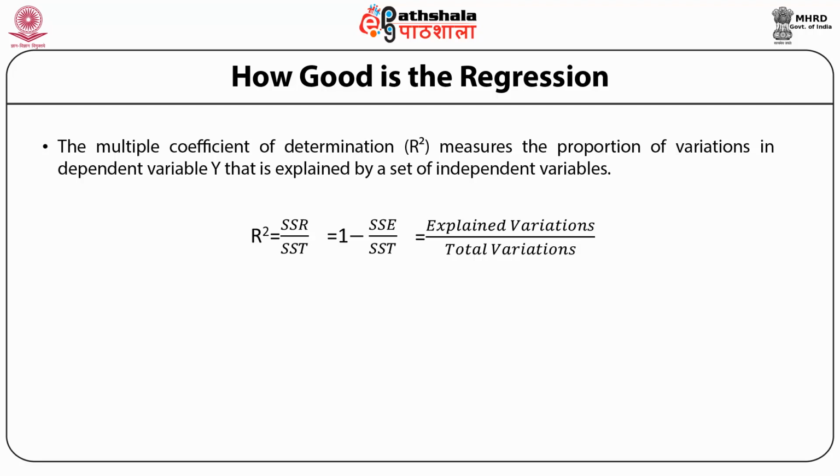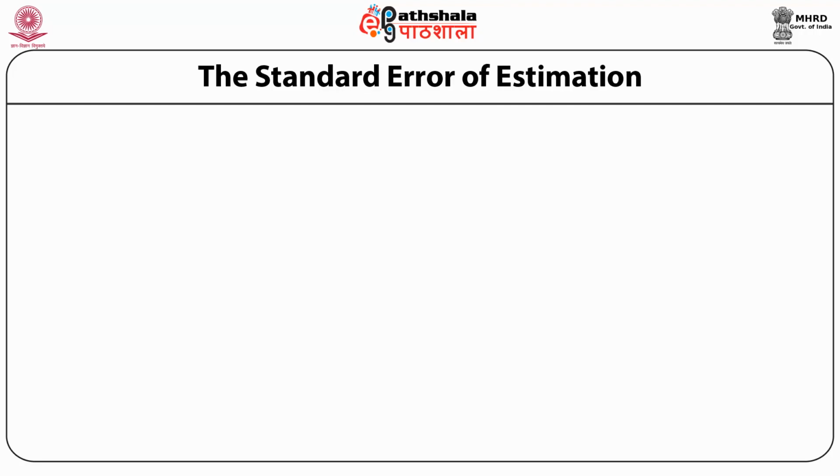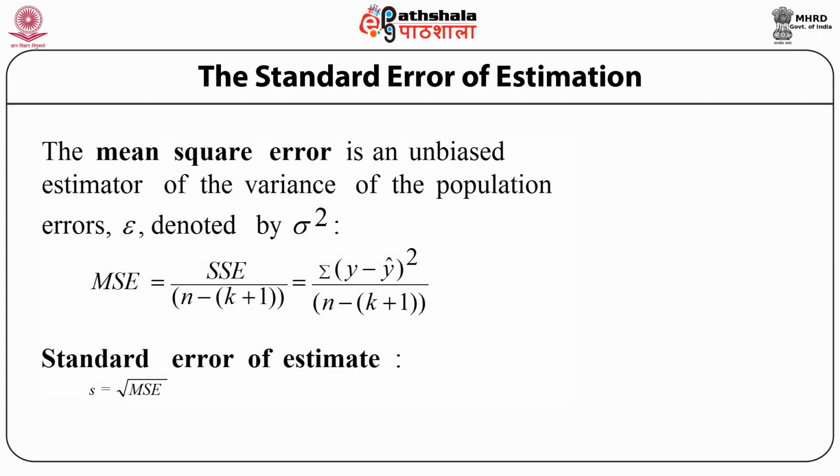As the value of R square increases, the goodness of our regression model also increases. The higher the value of R square, the better the model is for prediction. Standard error of estimation, as I have already told you, is undoubtedly the most important parameter to see the worth of our model. So it should be as small as possible in our prediction. It can be calculated as the square root of MSE, as you can see in this slide.